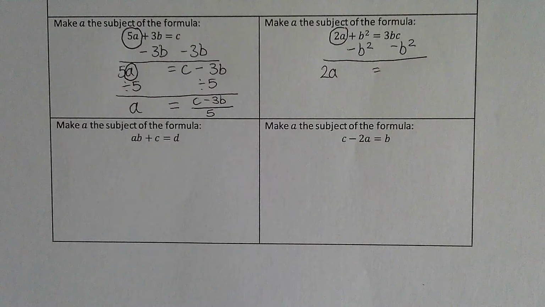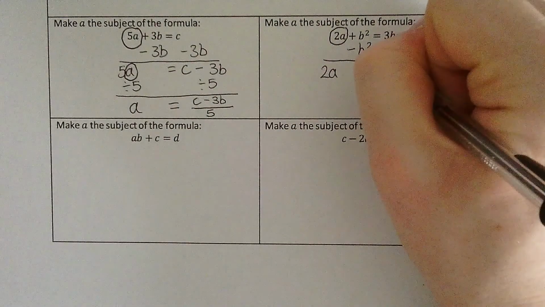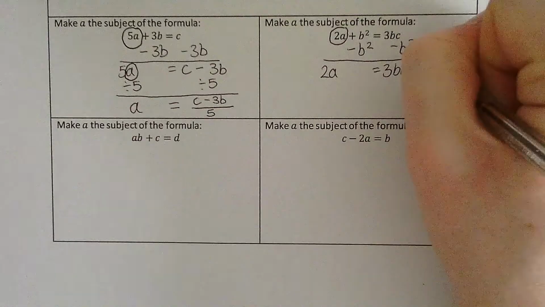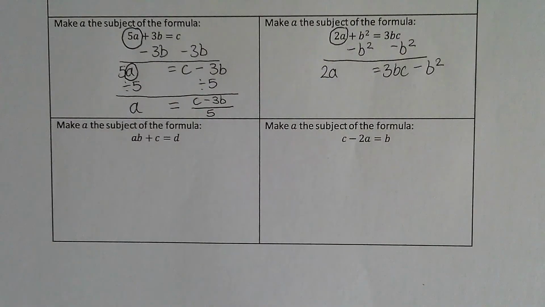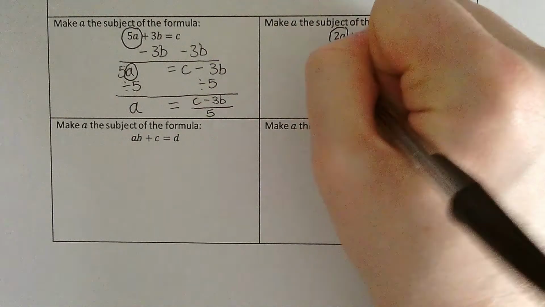And now I need to ask myself, is 3bc and b squared like terms? Well, they're not like terms because they have different variables and different powers. So if we subtract them, it does not simplify. So we simply write down 3bc take away b squared. We've still got another step to go. We need to now isolate the variable of a.